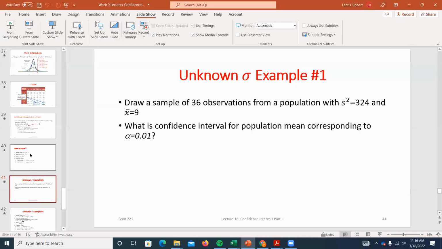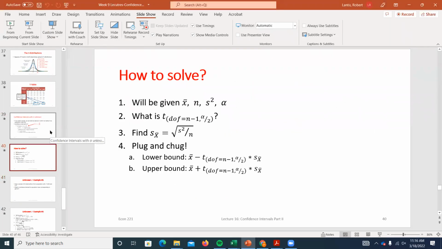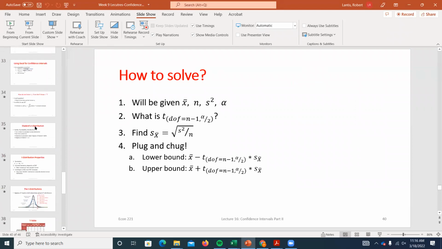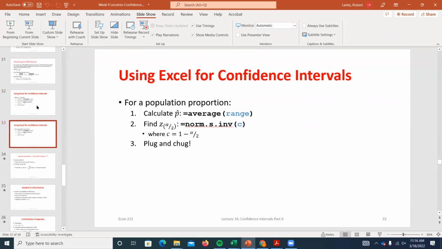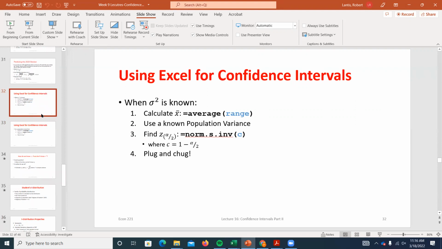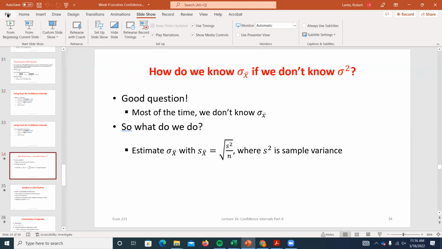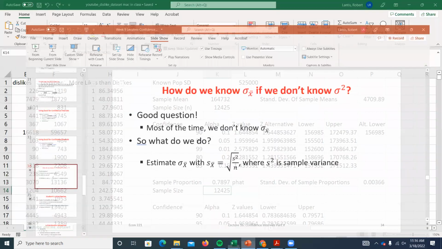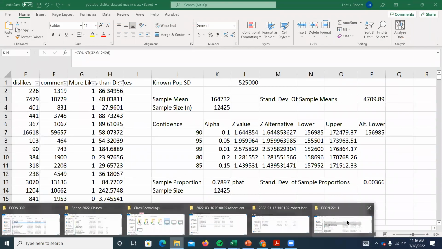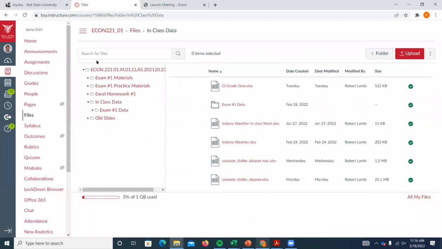So here's some reference slides for what we did in Excel. And then actually, I forgot to put these up here. So let me do this real quick. I think I put them up for the other section before we started, and I forgot to do it for this one.